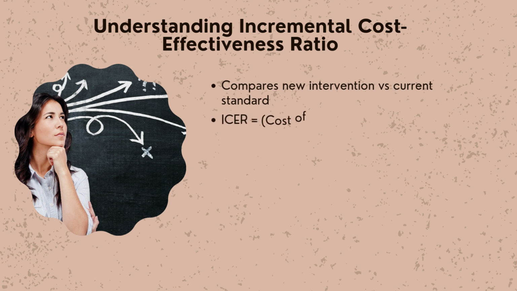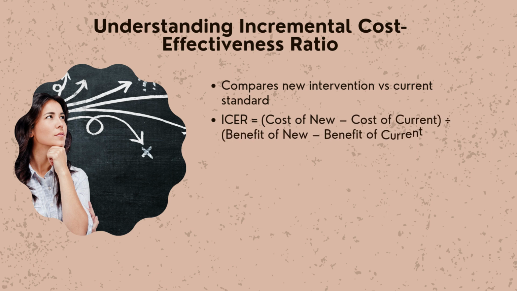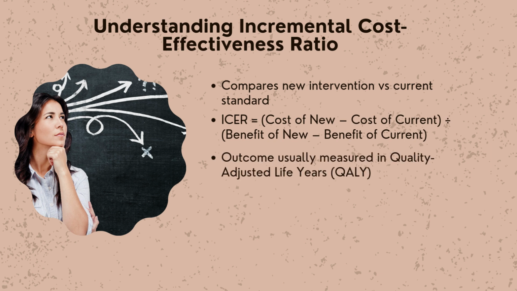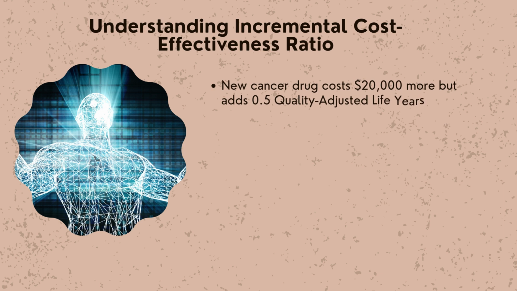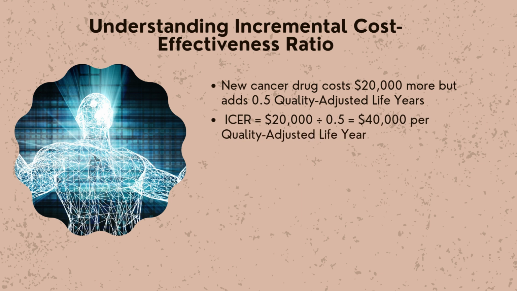Here's how it works. We take the difference in cost between a new intervention and the current standard of care and divide it by the difference in outcomes, usually measured in quality-adjusted life years. For example, if a new cancer drug costs $20,000 more than the existing treatment, but gives patients half a quality-adjusted life year more of healthy life, the ICER would be $40,000 per quality-adjusted life year gained.